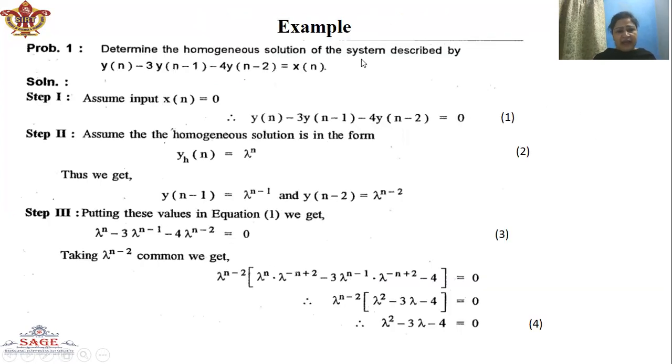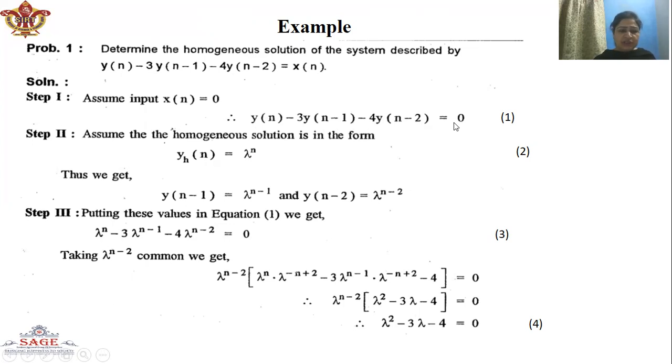Now, we can understand this solution with the help of an example. So we will consider an example. Determine the homogeneous solution of the system described by this equation. Now, since we are finding the homogeneous solution, we will assume input as 0. So the right hand side will be 0. So y[n] minus 3y[n-1] minus 4y[n-2] is equal to 0.